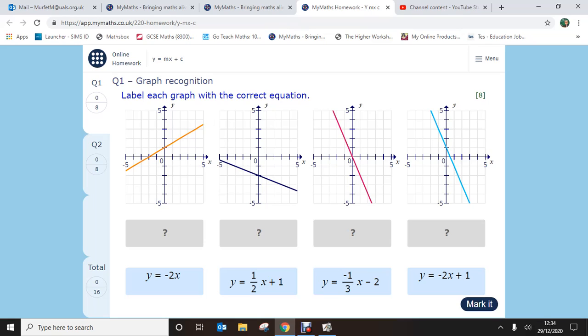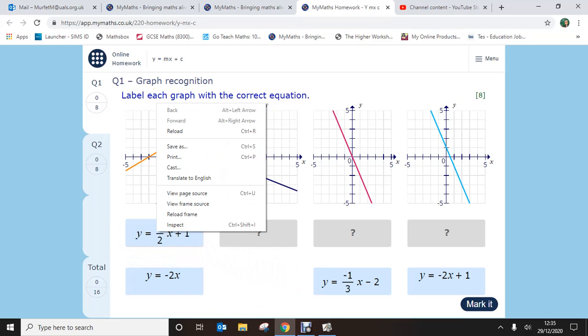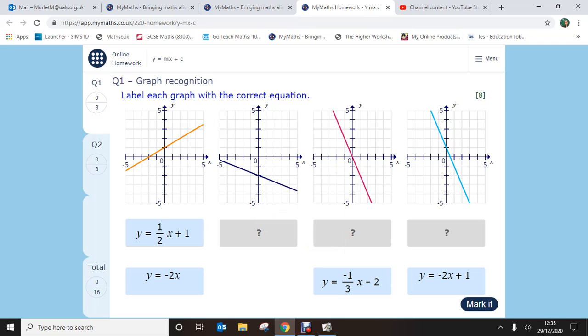We know that this one is a positive gradient, and if we think about y equals mx + c, we should know that the m is the gradient figure. So I need that first figure, the coefficient of x, the number in front of x, to be a positive figure. On this one, y equals, that's my m figure, that's negative, so it can't be that one. This one's y equals a half x, that's positive. This one's negative a third x, and this one's negative 2x. So I know for a fact the only positive one I've got is this one here, so I can drag that across. Alright, we've got one solved.